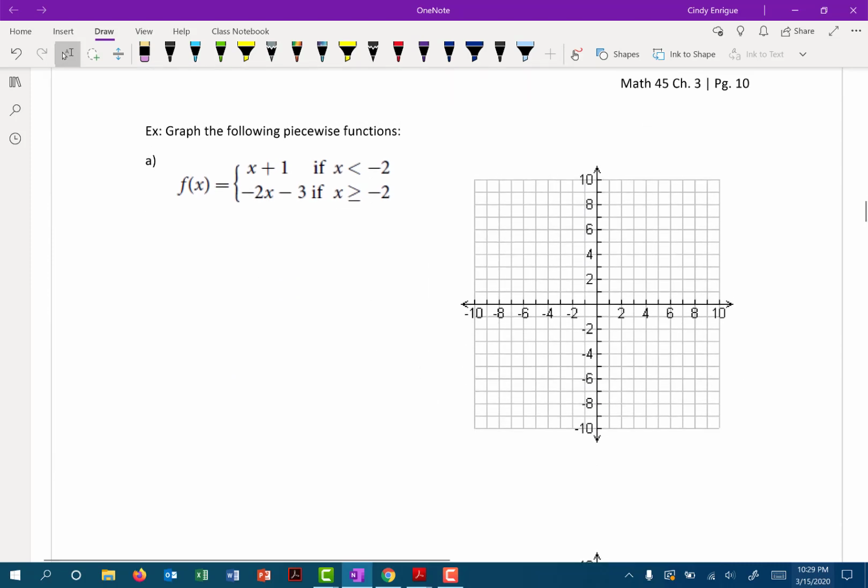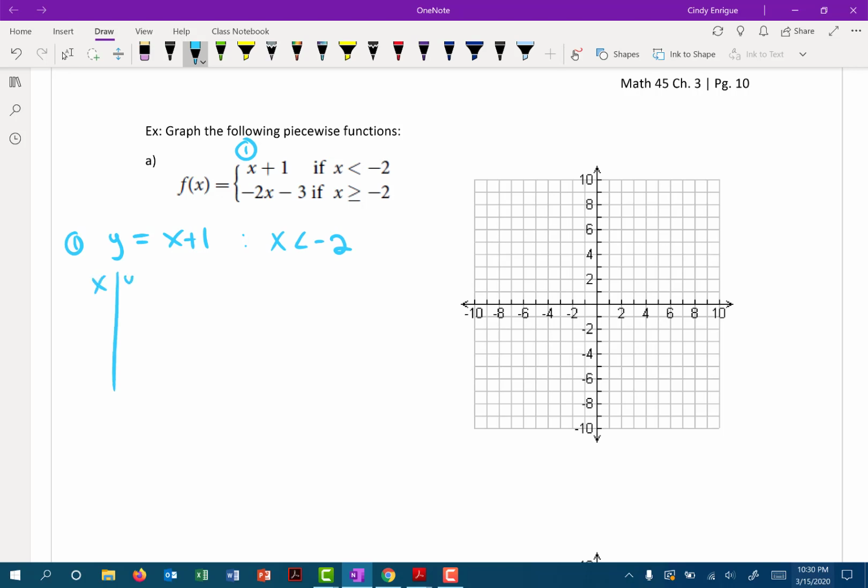Now for this one, you have to be a little bit careful, because now we're graphing, so you really want to make sure that you have your data points. So we're going to think about graphing two different functions on the same graph. Just think of them as completely different. So for our first function, let's think of that as the first one. So I'm thinking about y equal to x plus 1. Notice this is only defined when x is less than negative 2.